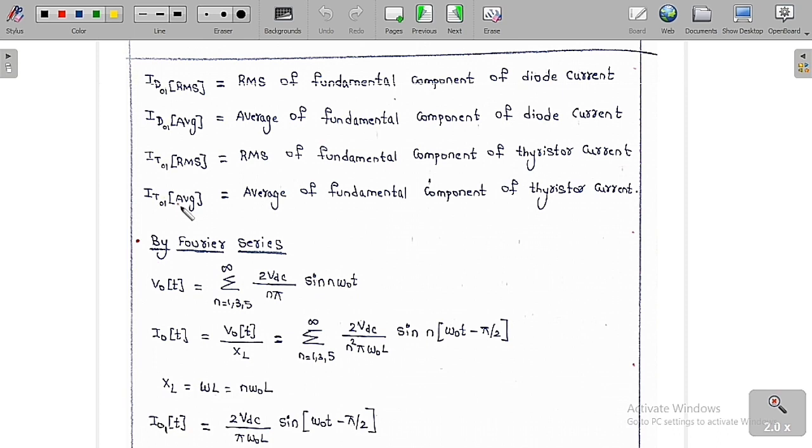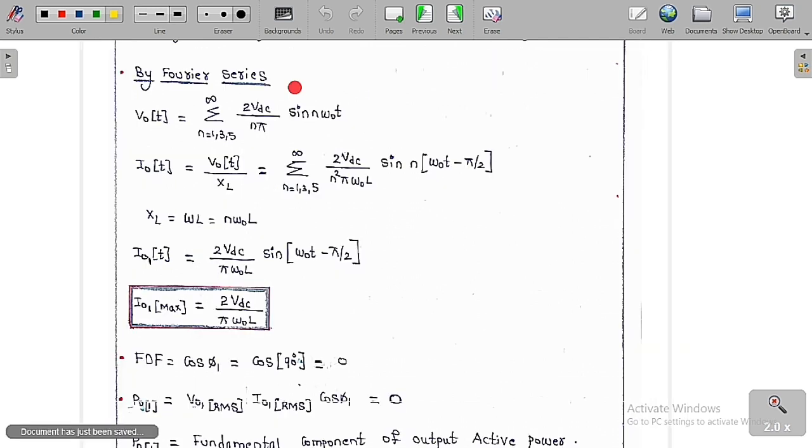So this is called the RMS value of the fundamental component of the diode current, and this is the average value of the fundamental component of the diode current, whereas this is the RMS value of the fundamental component of the thyristor current, and this is the average value of the fundamental component of the thyristor current. So now we are going to analyze the output voltage and the output current with the help of Fourier series because they are periodic signals.